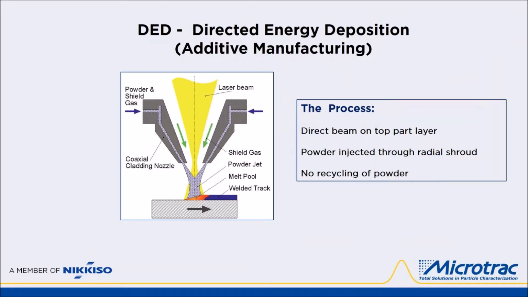In the other additive manufacturing process, directed energy deposition, a direct laser beam is focused on the top part layer and the powder is deposited through a radial shroud surrounding the beam. In this process, there's no recycling of powder required, as the powder is deposited on only the part itself.